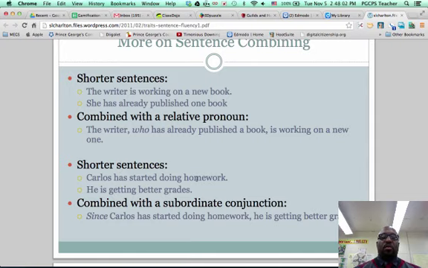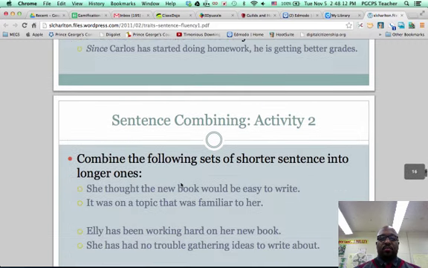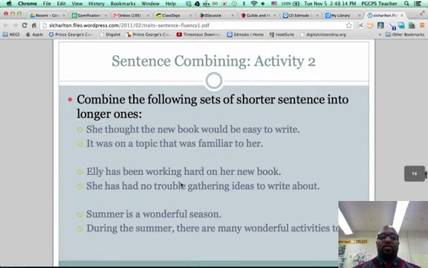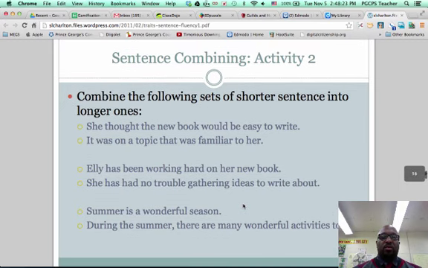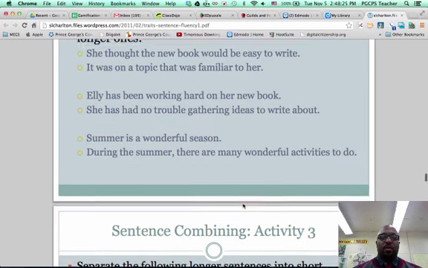Same thing here. Carlos has started doing homework. He's getting better grades. So you use this with a subordinate conjunction. Since Carlos has started doing homework, he is getting better grades. So again, another way of combining shorter sentences. So here's activity 2. Again, you're going to combine this smaller set into longer ones. So pause the tape and do that in Edpuzzle. All right, moving on.